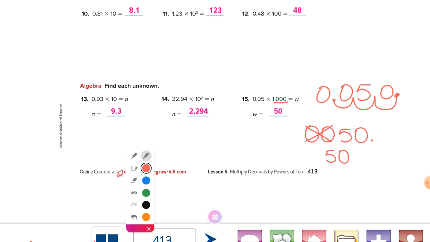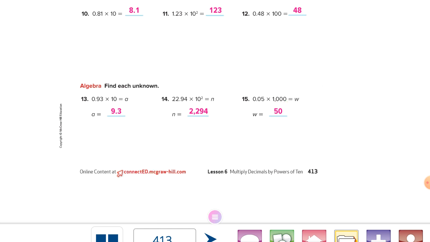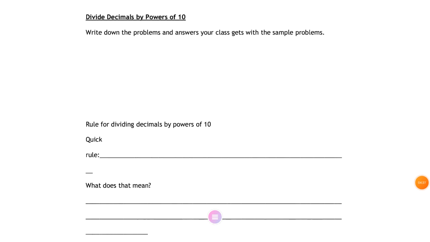No? Okay, set your book aside, pull out yesterday's notes paper. We're going to fill out the back. Okay, so again, yesterday we did multiply by powers of 10. Today we're doing divide by powers of 10. How are multiply and divide related? Maya? They're opposites. So we have to do the opposite. We're going to start just like we did yesterday.